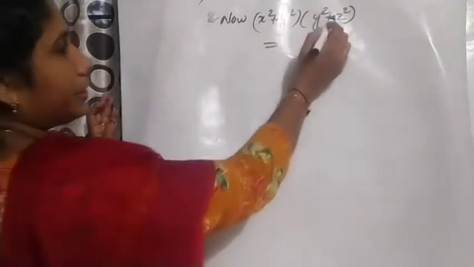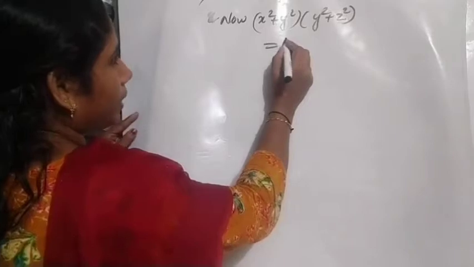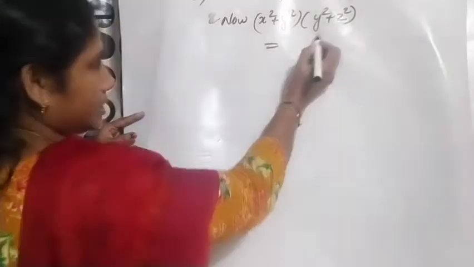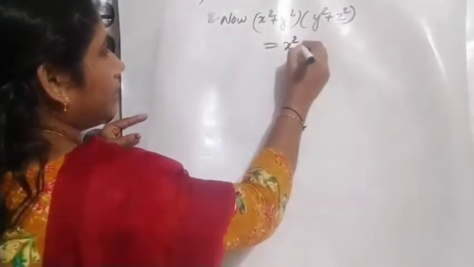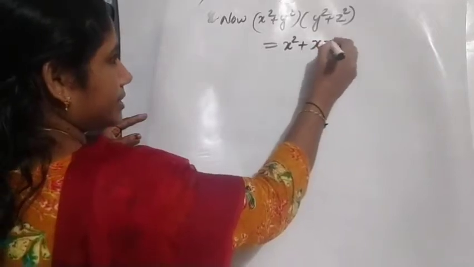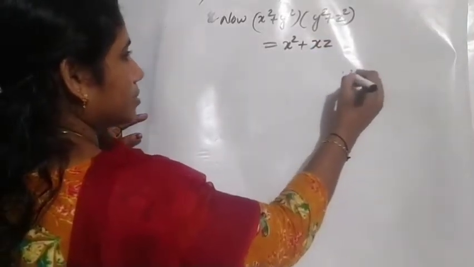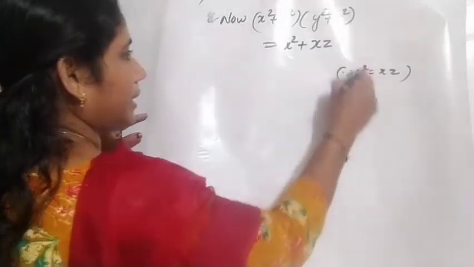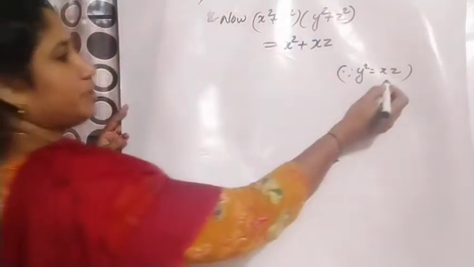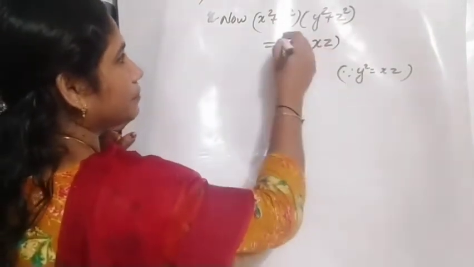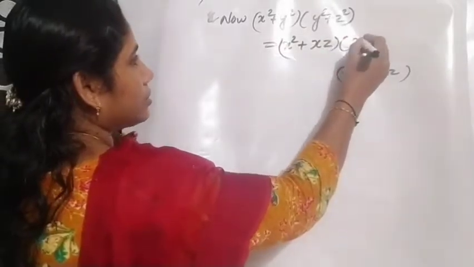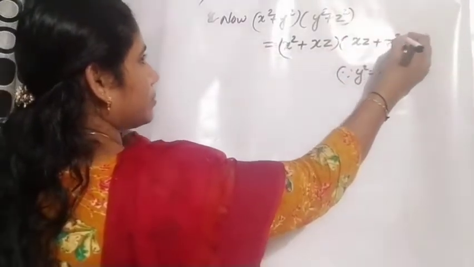Now take the product of the given two terms. (x square plus y square) into (y square plus z square). x square plus, what is y square? It is xz. Since y is the mean proportional between x and z, it is given in the question, we can apply that. And y square here also we can apply: xz plus z square.